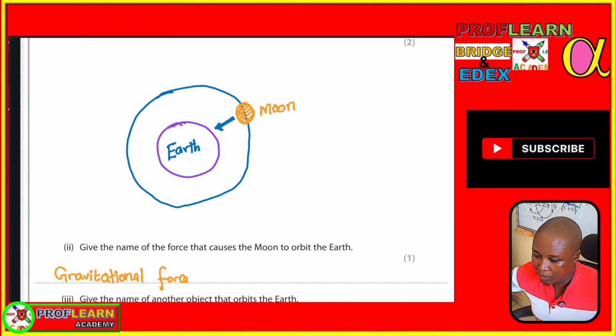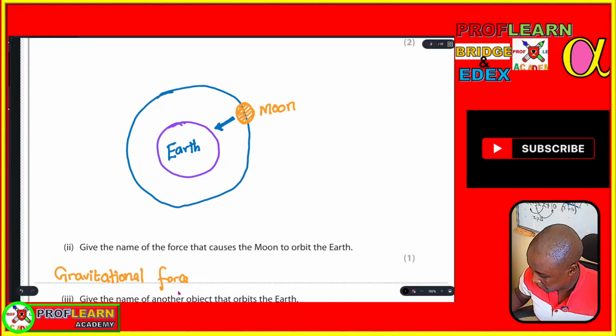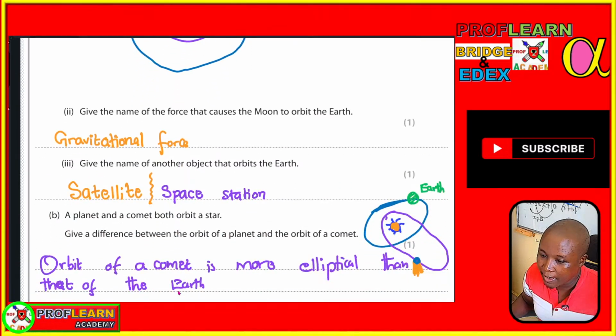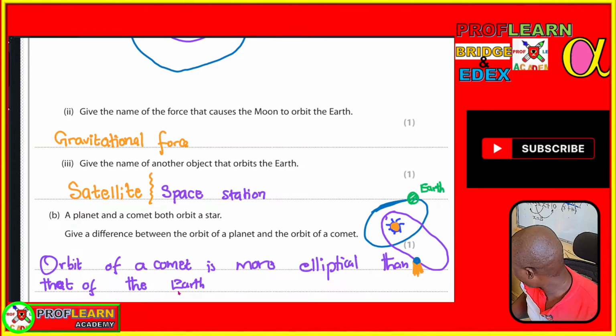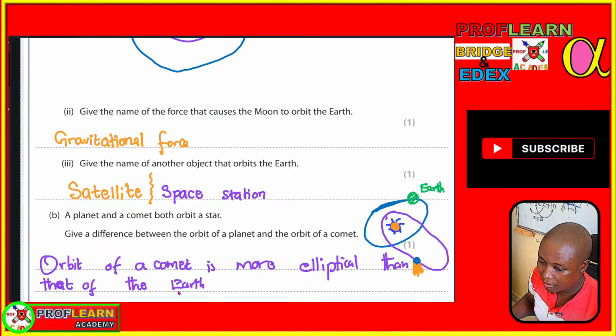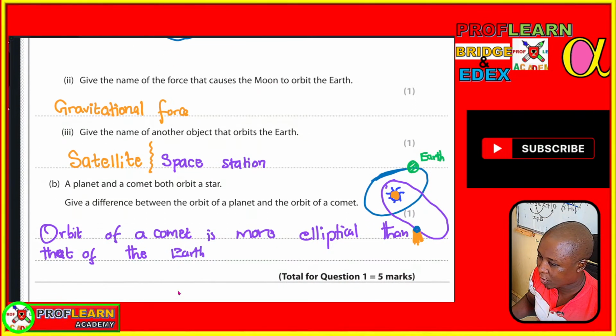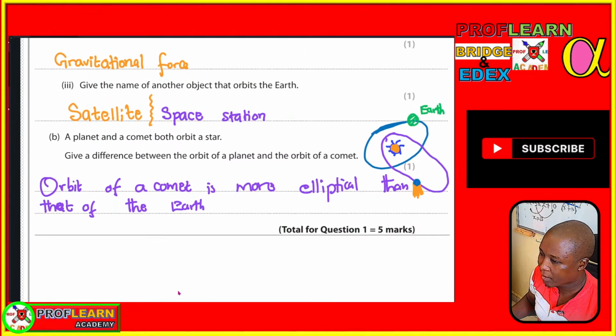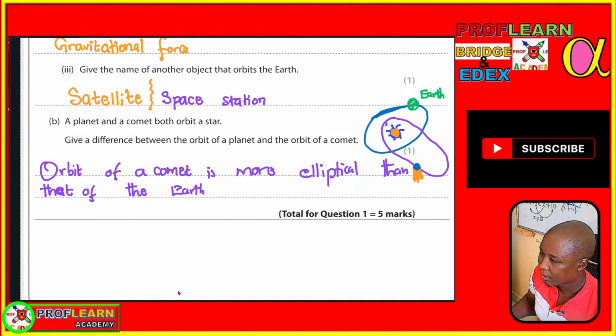Then we need to move to the next question here. The next question asks for the name of another object that orbits the Earth. Another object that orbits the Earth is usually a satellite or a space station. Yeah, satellites and space stations usually orbit around the Earth.